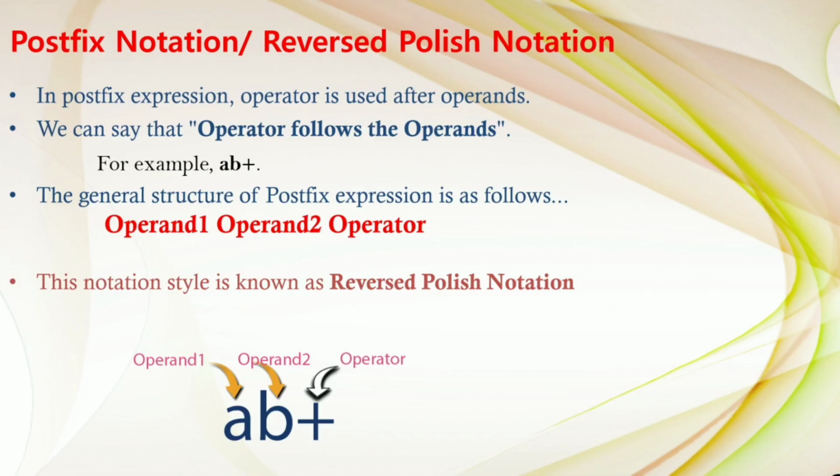And postfix notation, or reverse Polish notation. In this, the operator is used after the operands, so the operator follows the operands. An example is AB plus. The infix form of this is A plus B. The general structure is operand 1, operand 2 and operator. In AB plus, A and B are the operands and plus is the operator.